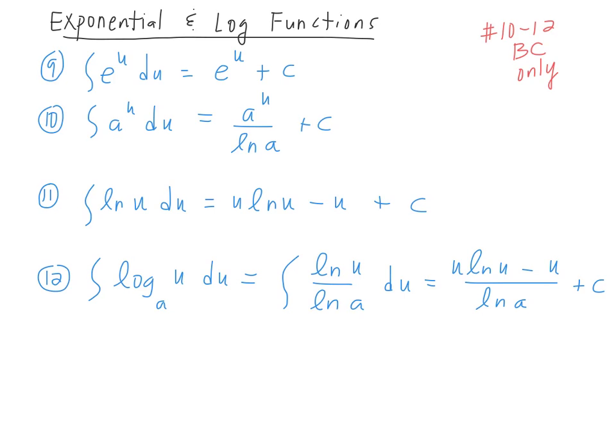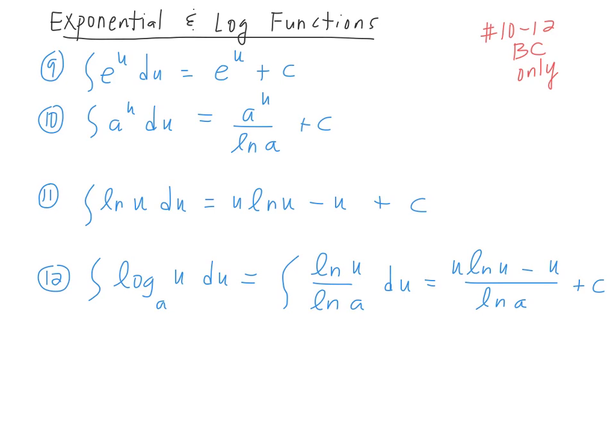Alright, take a moment and copy these down. Please note that 10 through 12 are BC only. So we saw with number 9, the integral of e to the x, or in this case e to the u, right? Same idea. It's just going to be e to the u. Alright, we get the same thing back.